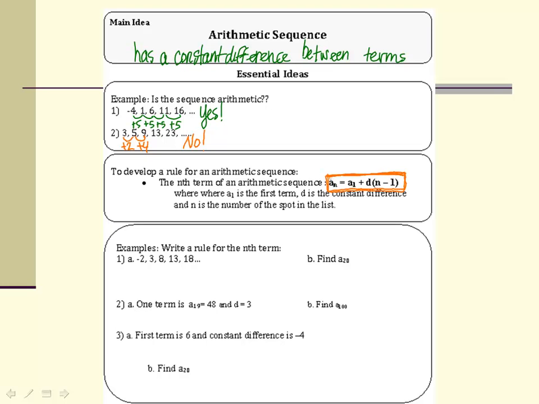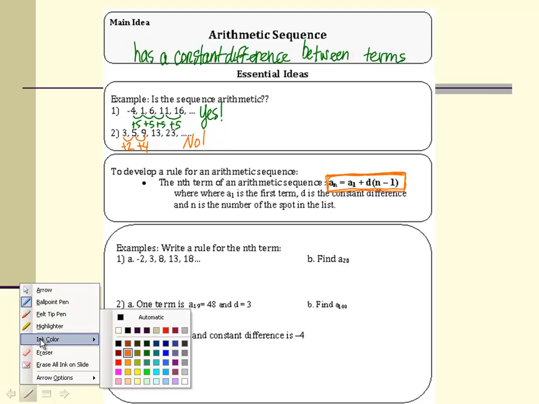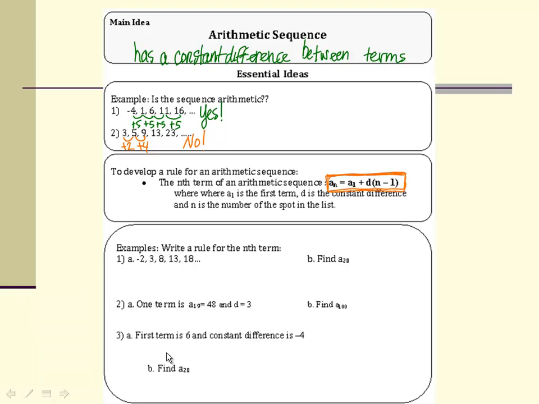So let's try this here. Our first example says write a rule for the nth term. We've got our formula up there. We need a sub 1 and our constant difference. A sub 1 is pretty easy. It's the first number right here. It's -2. And let's look at our constant difference. From -2 to 3, we add 5. Let's see if that's the same. From 3 to 8, yep, you add 5. From 8 to 13, you add 5. From 13 to 18, you add 5. So positive 5 is my constant difference.